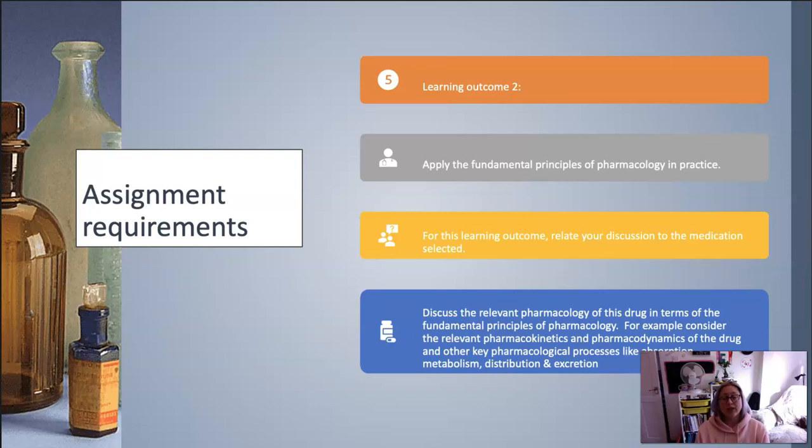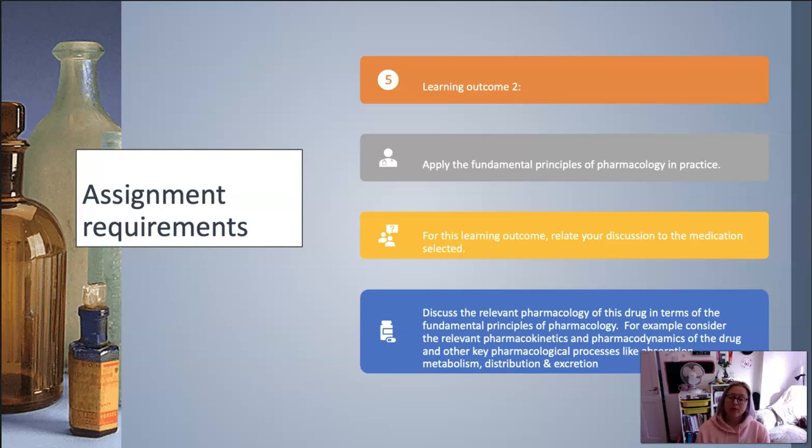So the things that we're going to be looking at are the pharmacokinetics and the pharmacodynamics of the medication. So what does the drug do to the body, and what does the body do to the drug? Other key pharmacological terms that we're going to have to be looking at in relation to your selected medication are processes like absorption. How is the medication taken into the body? Is it taken in orally? Is it an injectable? Is it taken in as a topical administration?